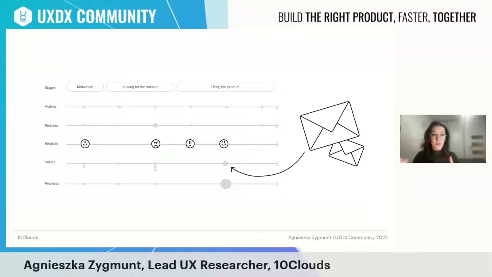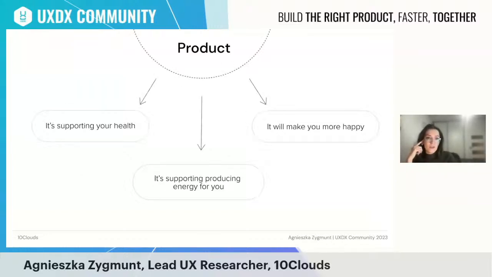But in this case, it was about checking where we have holes with the values and filling these holes. In another case, you can imagine that you have a product. I know it's a silly example, but in this example, your product is the sun. So you can tell one person that it will support their health, because being in the sun helps with vitamin D, and it's better for your bones. When we are talking to another person, you can tell them that it's supporting producing energy for them. Maybe for another, that it will make them happier, because, for example, for this person, happiness is the value they are expecting.